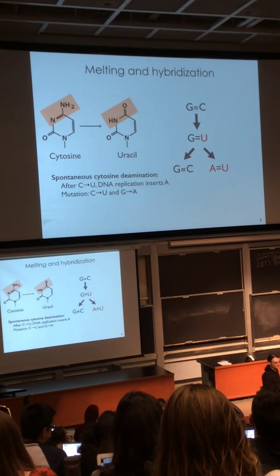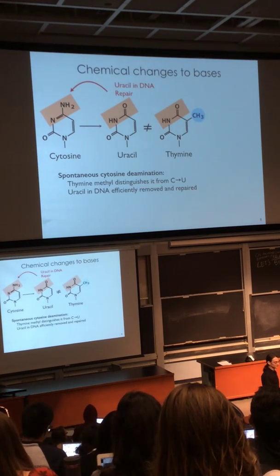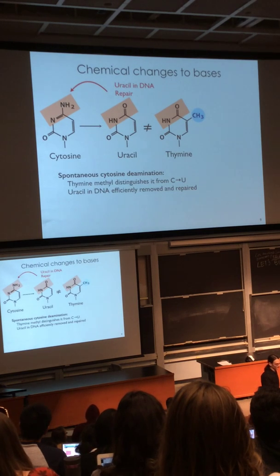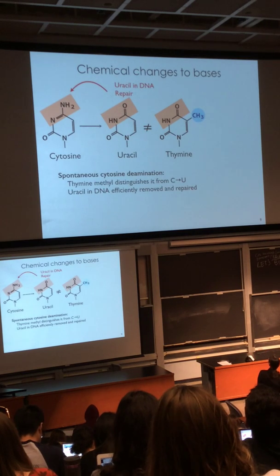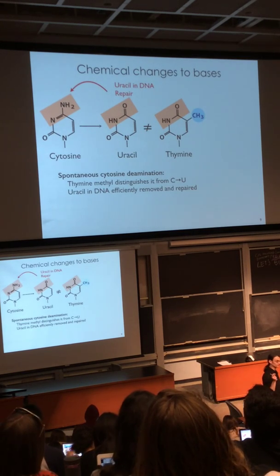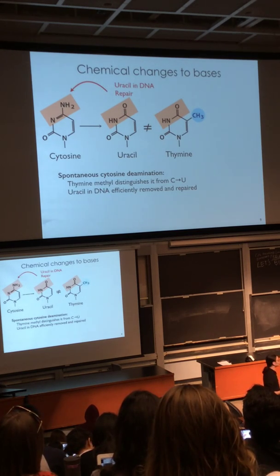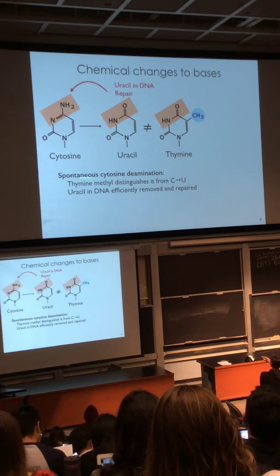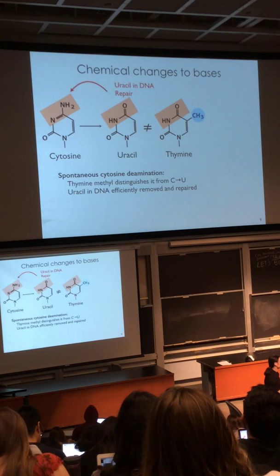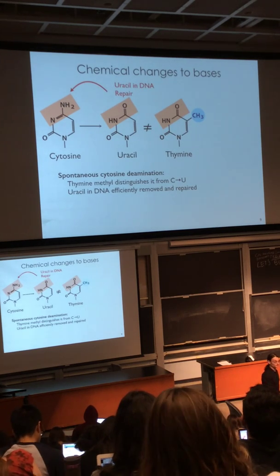And to get back to a question someone asked earlier, this is most likely the reason that thymine and not uracil is present in DNA. The methyl group on thymine distinguishes it from uracil. And in fact, there's a specialized repair system that detects uracil in DNA, which arises only as a result of this kind of mistake, and corrects it back to cytosine. We'll discuss the exact details of how that happens later. But the uracil in DNA is very efficiently removed and repaired back to a cytosine.